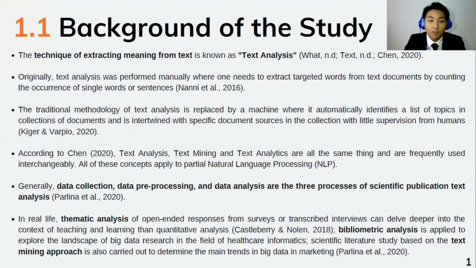So the technique of extracting meaning from text is known as text analysis. Traditionally, text analysis is performed by counting every single word or sentence. But right now, it is replaced by a machine that can automatically identify a list of topics. So generally, data collection, data pre-processing, and data analysis are the three processes of scientific publication text analysis.